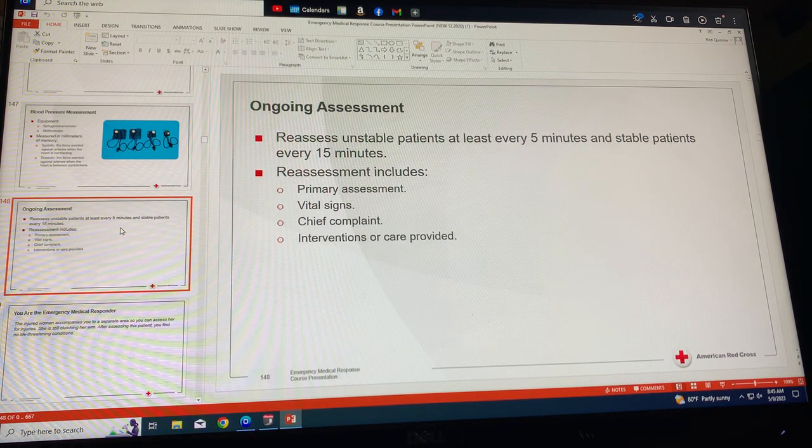Next slide here, we're going to be dealing with ongoing assessment. Once you have completed the secondary assessment and provided care for any injuries and illnesses, provide ongoing assessment and care while you wait for more advanced medical care to arrive. The purpose of the ongoing assessment is to identify and treat any changes in a patient's condition in a timely manner and to monitor the effectiveness of interventions or care provided. Record additional findings and turn this information over to the next level of care.